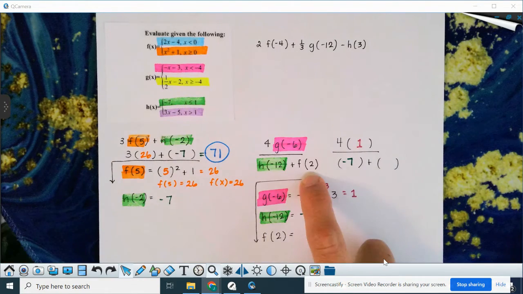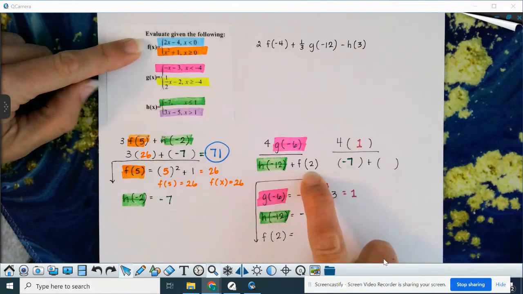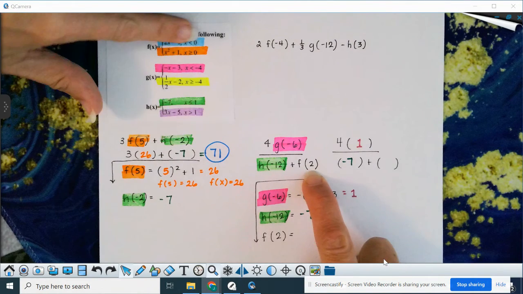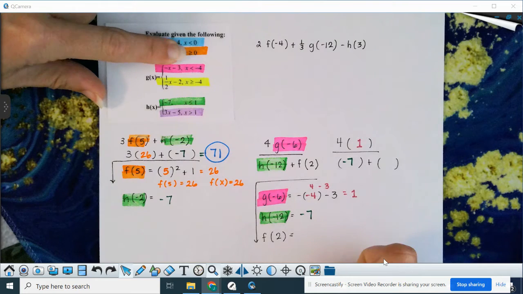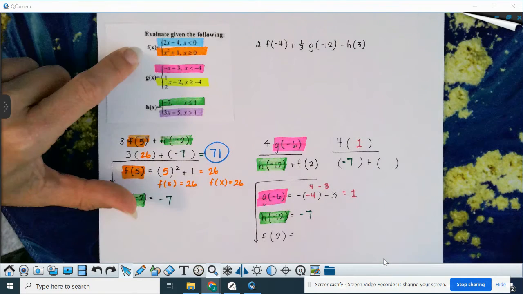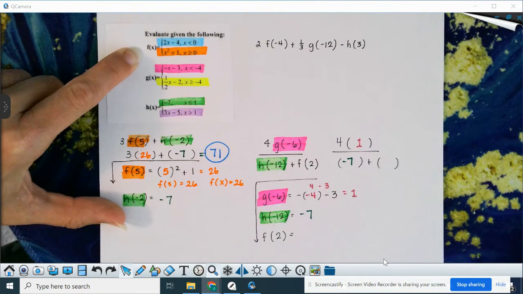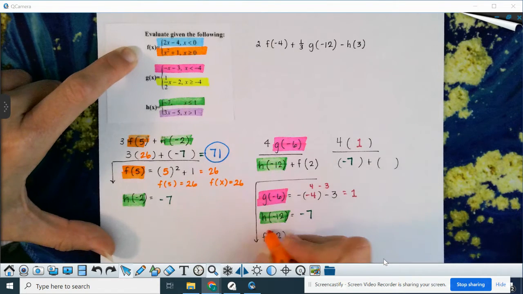We're going to go look at our F function, which is either blue or orange. We have a positive 2. Is positive 2 less than 0 or greater than or equal to 0? So again, orange is inclusive of 0 and 2 is greater than 0. So this is going to be an orange function.